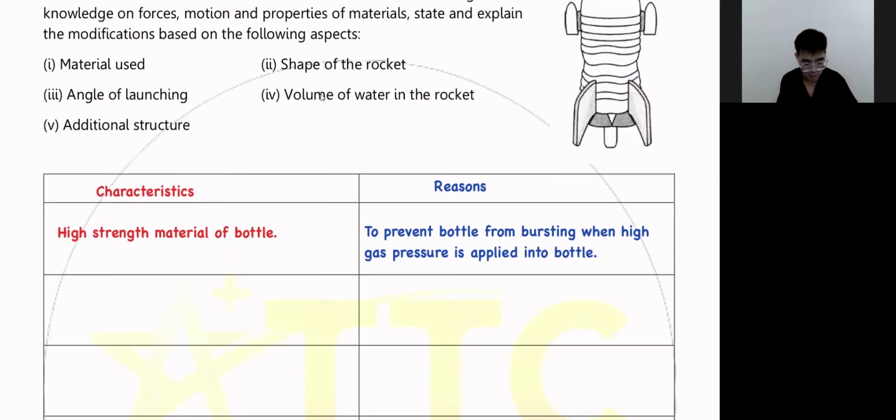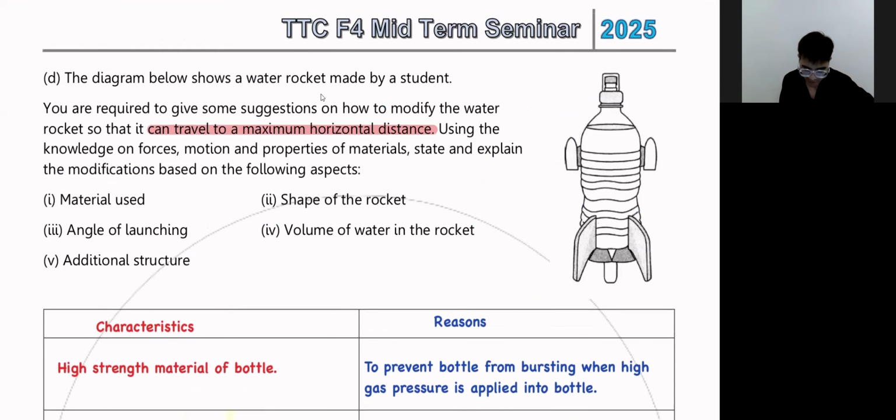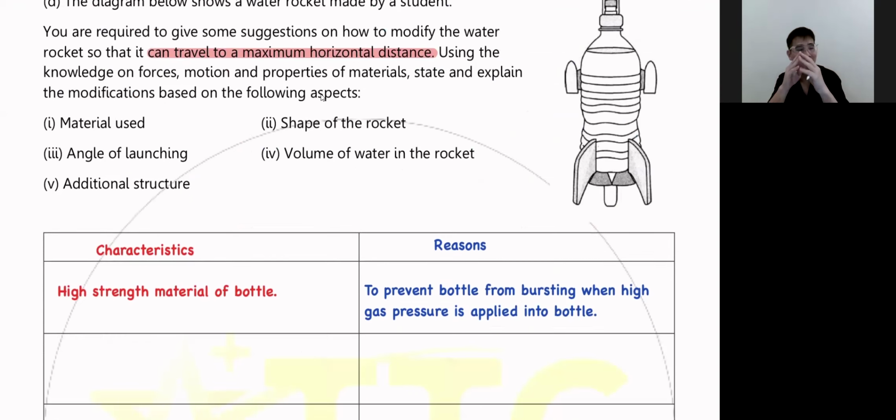Okay, so then the next one, the second one, the question asks you to give modifications for the shape of the rocket. For the shape of the rocket, I know sometimes when you buy the bottle, you cannot choose. Like for example, if you're using this bottle, then you cannot choose. Of course, if you get to choose the shape of the bottle, try to make it more aerodynamic. So that means sharp, like this one. Actually, this is quite aerodynamic. That means it has to be sharp.